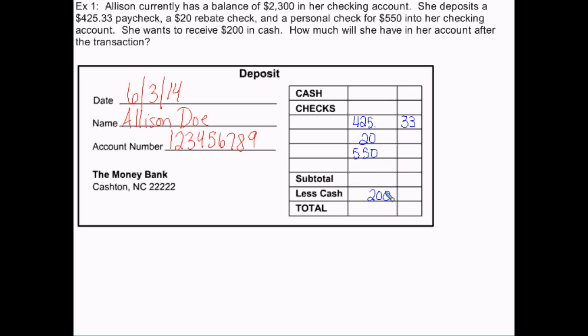So what I'm going to do is add up the deposits. So we're depositing $995.33 worth of checks. You guys want to double check me? Did I miss anything? She wants to take $200 cash out, so her net deposit is $795.33. So these get added, that gets subtracted.